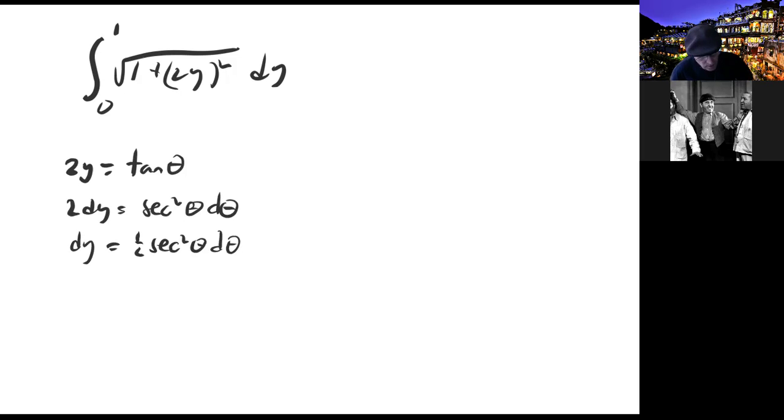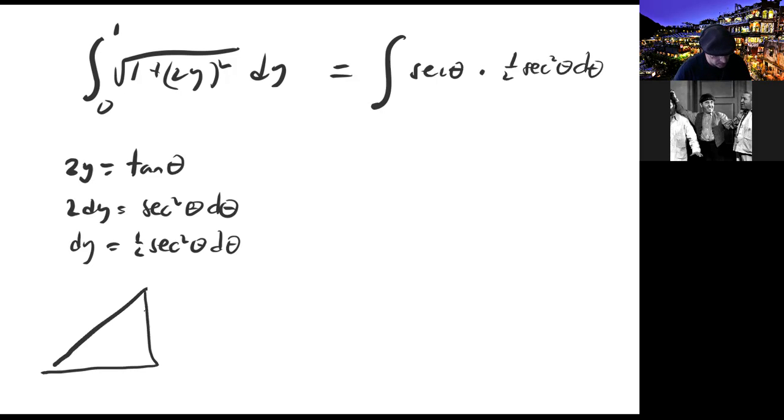Okay, so let's worry about the limits of integration in a second. Let's just set up the integration. We've got the square root of 1 plus (2y) squared, which is the square root of 1 plus the square of the tangent. So that's the square root of the secant squared, or the secant of theta, times dy, which is 1/2 secant squared theta d theta. Now we have to figure out the limits of integration, and you're going to see there's a little bit of a problem with that. Okay, so let me draw a right triangle, put theta here. Tangent theta is opposite over adjacent, so it's 2y over 1.